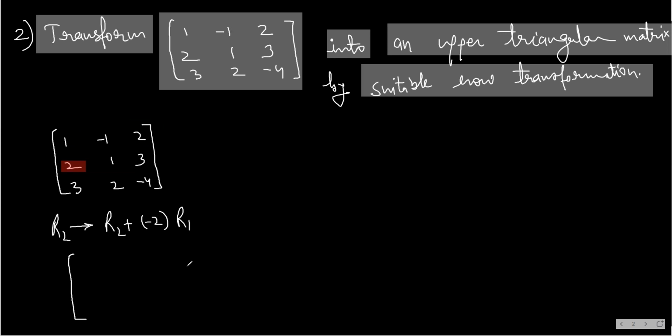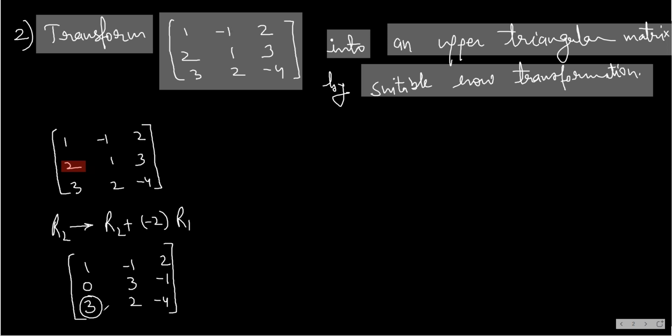So you will get the next step. R1 will not change: 1, minus 1, 2. R3 will not change: 3, 2, minus 4. R2 will change. R2 plus minus 2R1: multiply by minus 2 and add it. 0. Multiply minus 2, it will become 2, add it. 3. Multiply minus 2, it will become minus 4, and add it. Minus 1. Okay. After this, what will you do? You got 0. Now you want this to be 0.